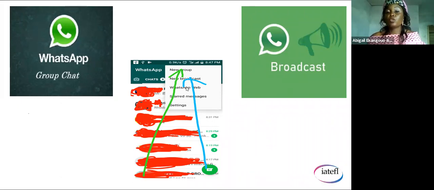The slide in the middle is just to show us how to create a new group. I think everybody can do that, and how to create a new broadcast. So you simply create it as a broadcast as you create a group. The difference is that those who are in the broadcast do not know that they are there. So when you post an activity for students to work on, you give them a particular job to do, and I think there's much more seriousness.